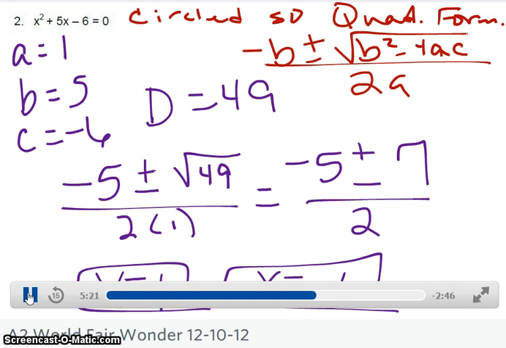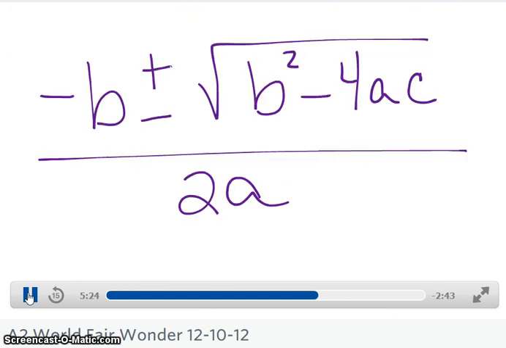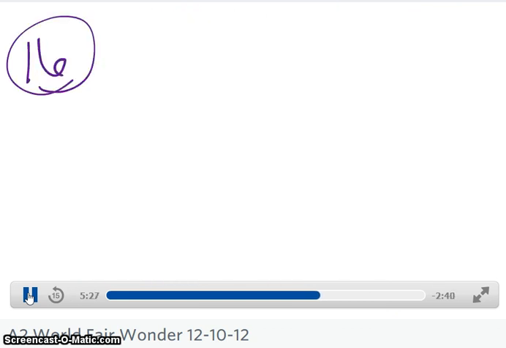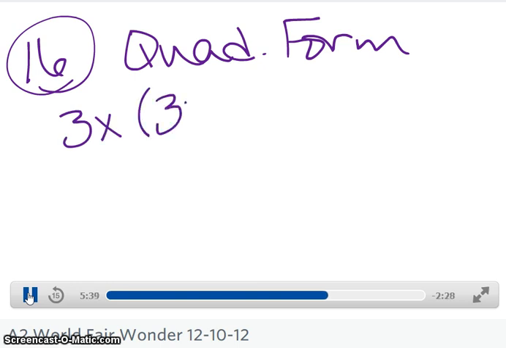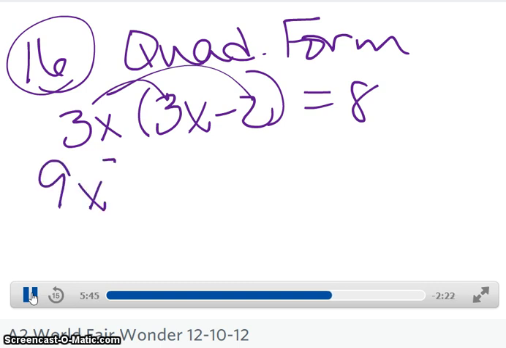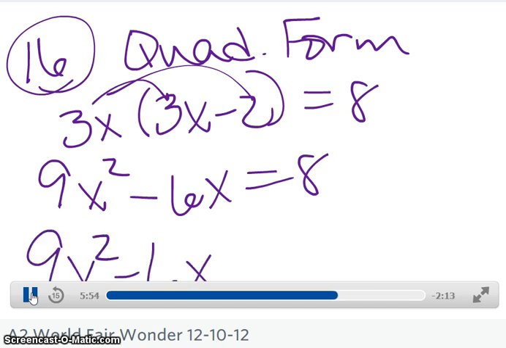As I look through here, it looks to me like on number 16. Okay, number 16 is circled. So they want you to use the quadratic formula. Okay, before you can do it, you've got to deal with those parentheses. You have 3x times 3x minus 2 close equal 8. You got to distribute, so you're going to have 9x squared minus 6x equal 8. You need everything on the same side for quadratic formula. 9x squared minus 6x minus 8 equals 0. So now you're ready to find a, b, and c so that you can solve.